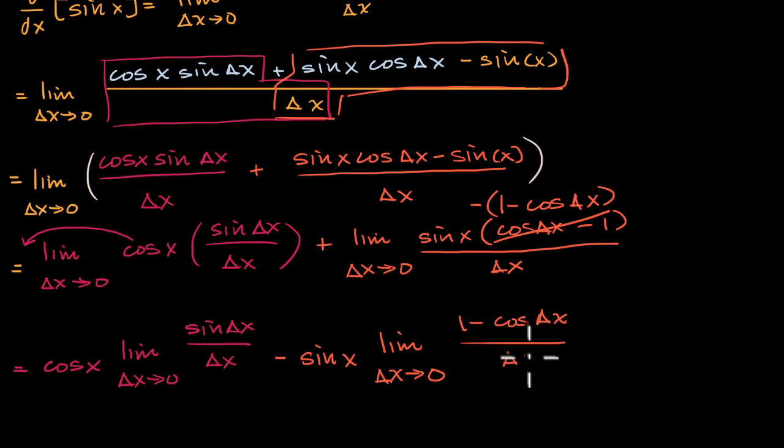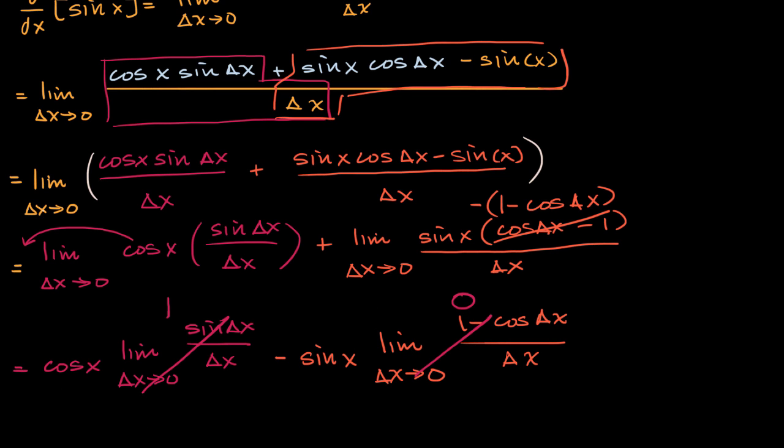over delta x. Now, I'm not going to do it in this video. In other videos, we will actually do the proof. But in other videos, we have shown using the squeeze theorem, sometimes known as the sandwich theorem, that the limit as delta x approaches 0 of sine of delta x over delta x is equal to 1. And we also showed in another video, based on the idea that this limit is equal to 1, that this limit right over here is equal to 0.